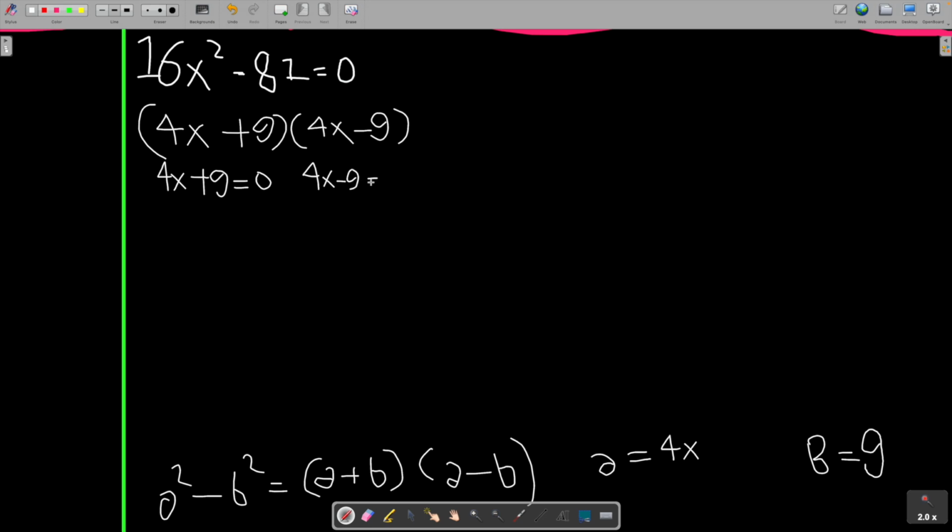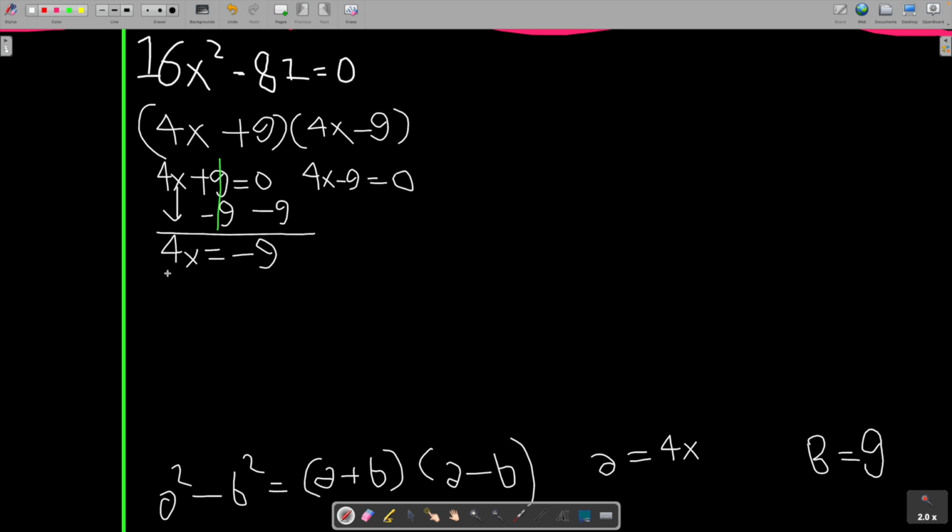So let's start with 4x plus 9 first. First of all, we're going to get rid of the plus 9. So we're going to subtract both sides by 9. So positive and negative 9 obviously cancel. And let's bring down the 4x. So we'll have 4x equals 0 minus 9, which is equal to negative 9.